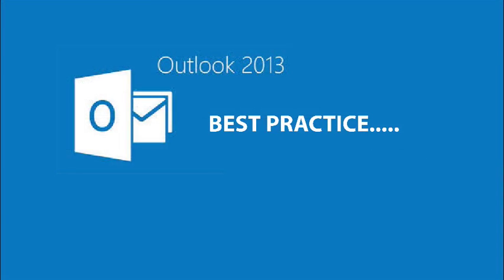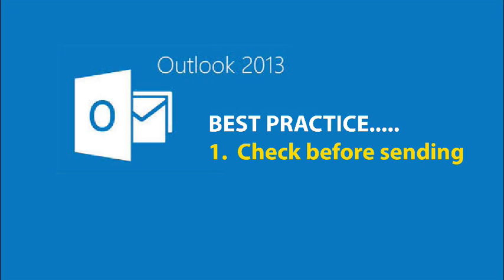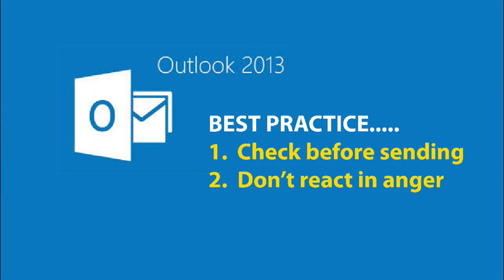Best practice is to read your email and check it before pressing send. And if you're steamed up and angry, maybe count to 10, or even wait until the following day before firing off that put down. Outlook's recall button may work for you if you're quick, but you can't rely on it.